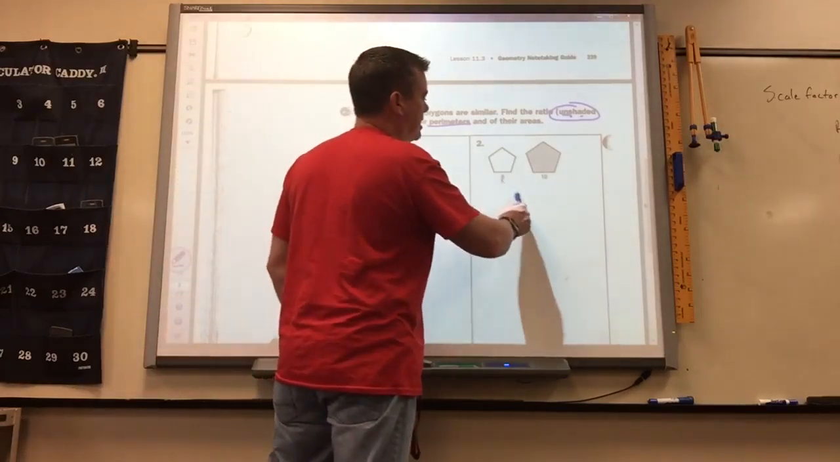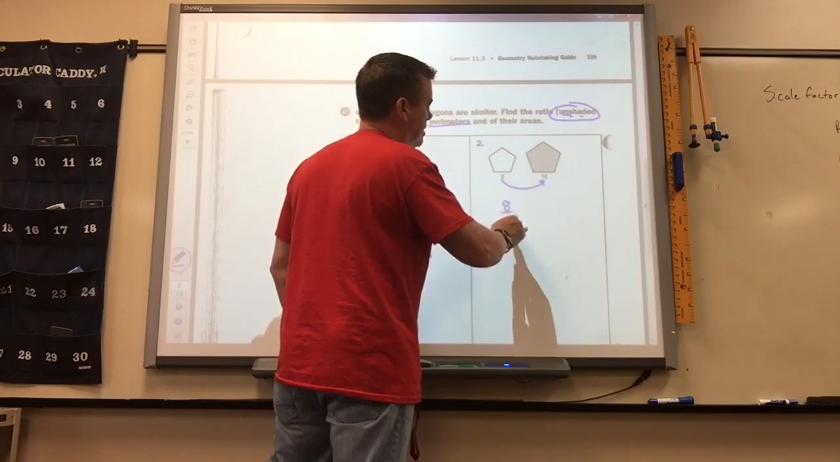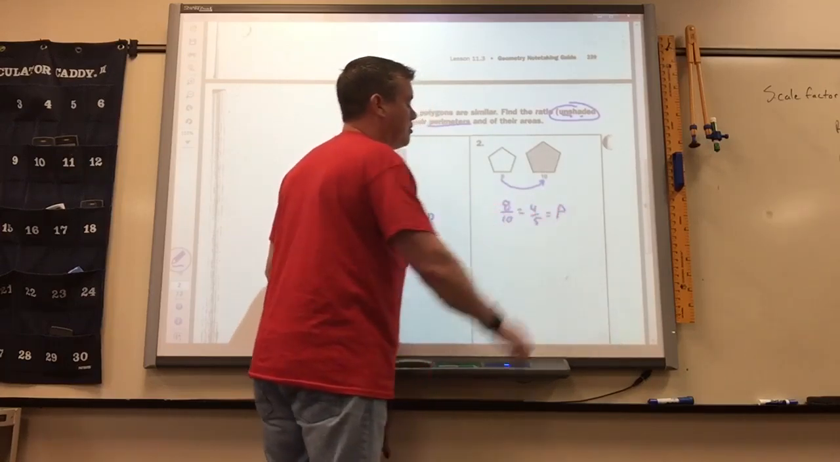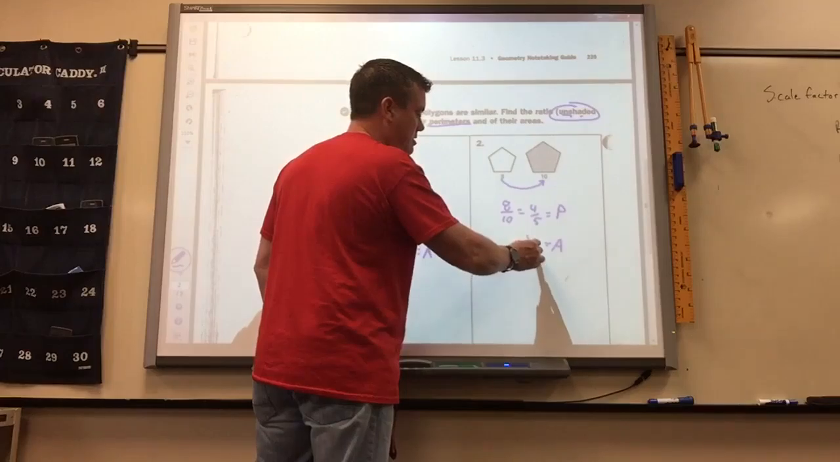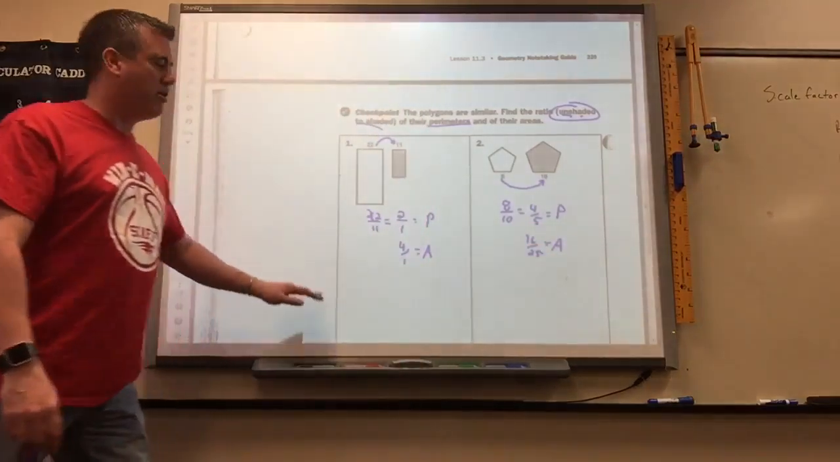Here again, shaded to unshaded, or unshaded to shaded, is 8 to 10, which we reduce to 4/5. So that's the ratio of the perimeters. So the ratio of the areas, 4 squared is 16, 5 squared is 25. You guys remember doing this before? Yeah. Okay, good.